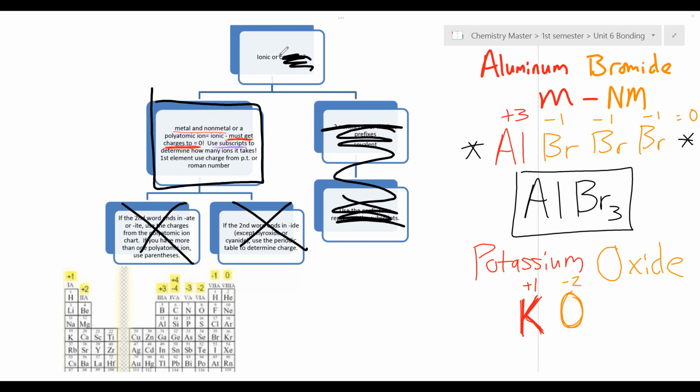More potassium. Let's try to add 1 more potassium and see if that works. Here's another K with another +1. +1 +1 and a -2, is that 0? Yes, it is. So that must be my formula.